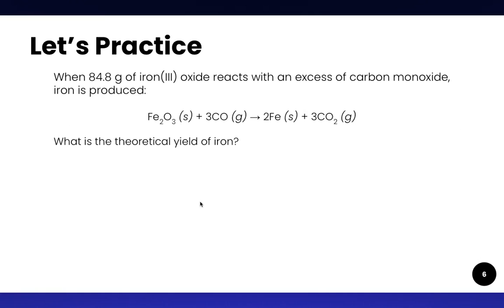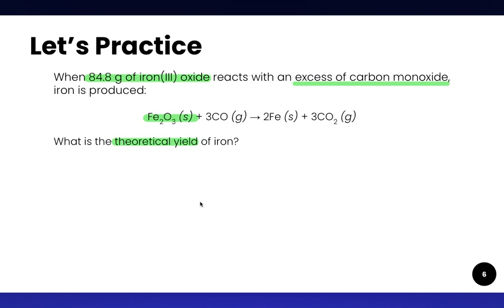When 84.8 grams of iron-3 oxide reacts with an excess of carbon monoxide, iron is produced. What is the theoretical yield of iron? So in this one, we're not calculating the percent yield quite yet. We are just practicing the theoretical yield one more time. Now, let's look at this. They gave us the number 84.8 grams of iron-3 oxide. So that one is right here. That's the thing we're going to start with, and it is in the value of mass. And it also tells us some interesting information here. It says excess of carbon monoxide.